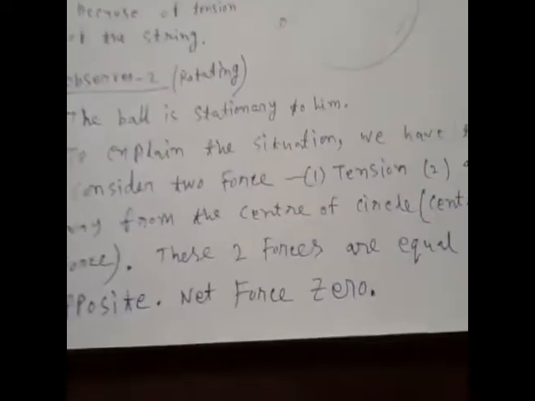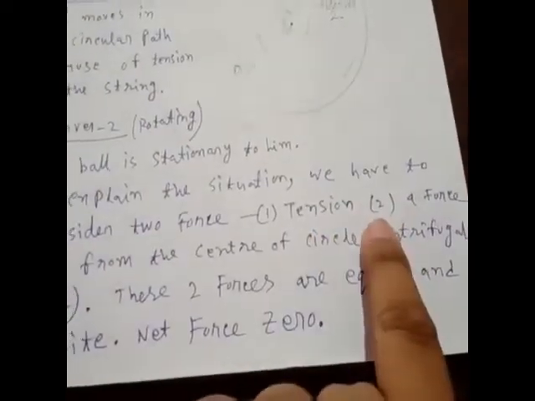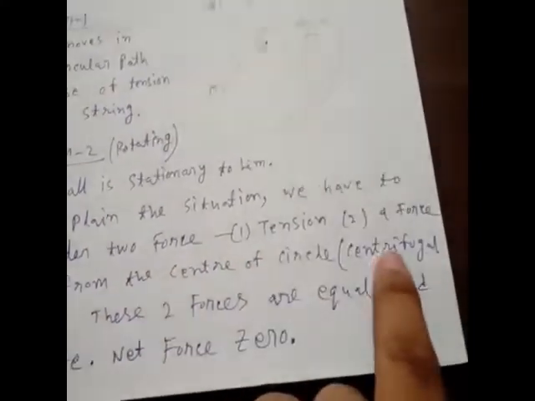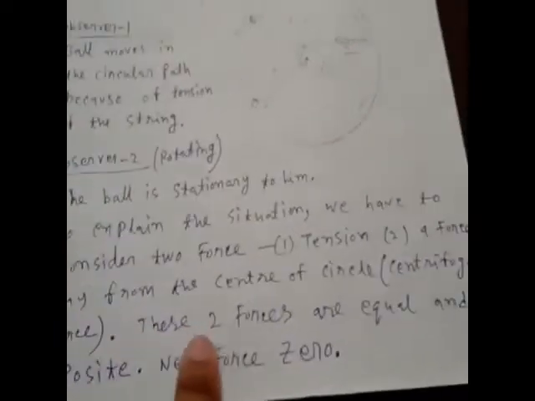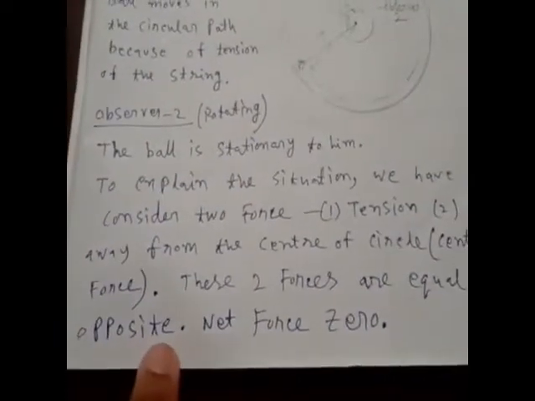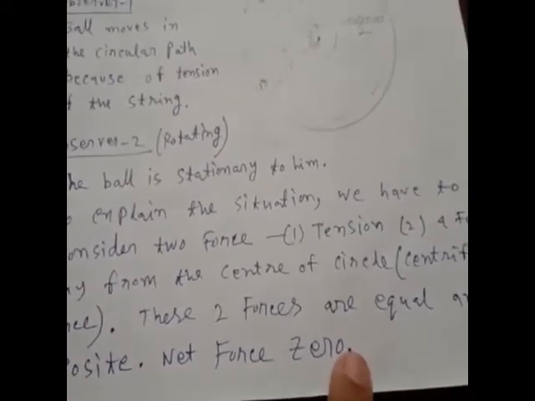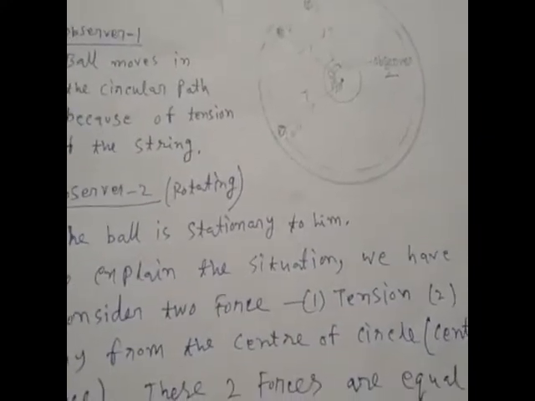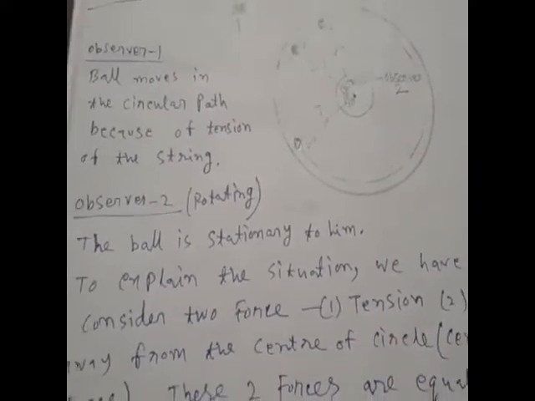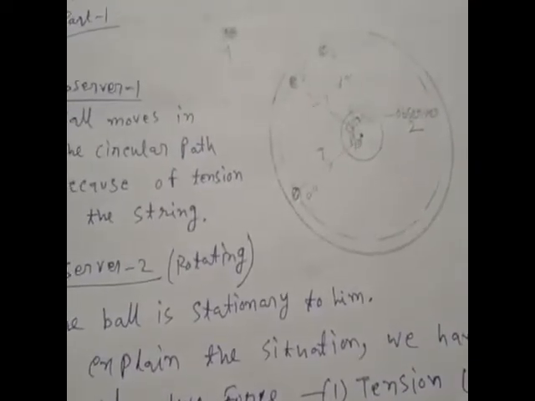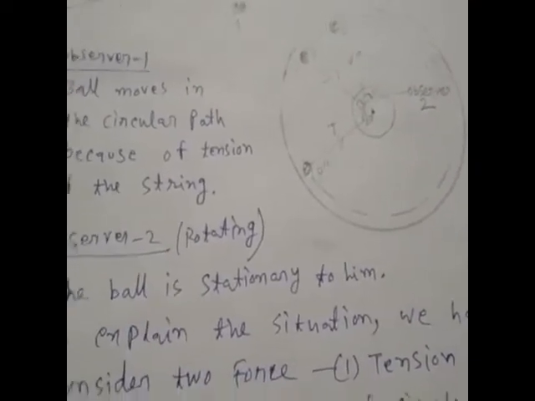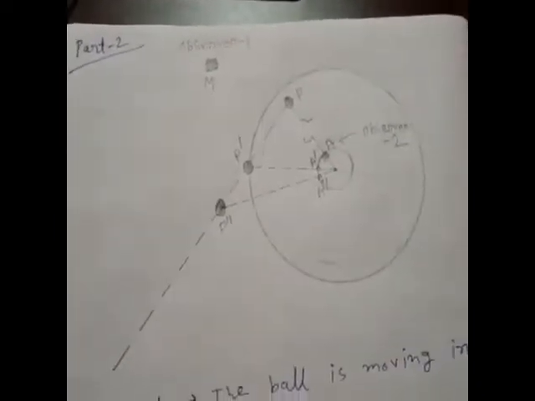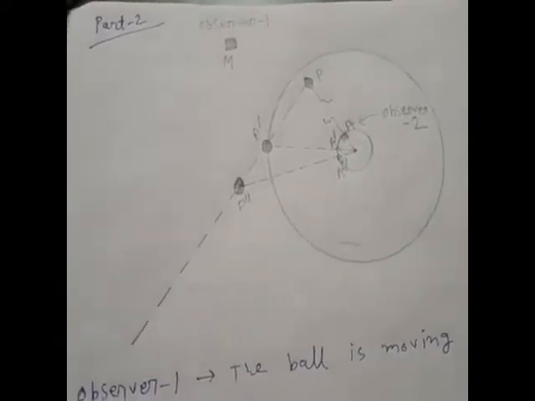So we have to assume that there are two forces. Number one is the tension force and number two is a force away from the center of the circle, which is called centrifugal force. Those two forces are equal and opposite in direction. That is why the net force on the ball is 0. Obviously, in the case of observer 2, the net force on the ball is 0, so it is stationary.